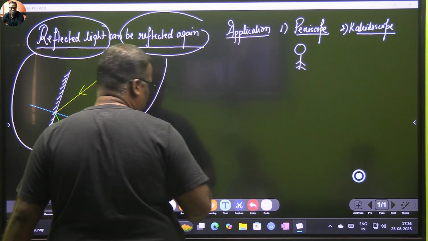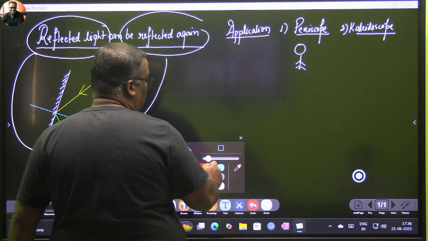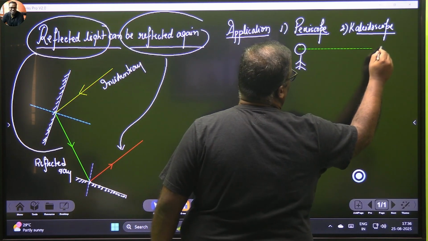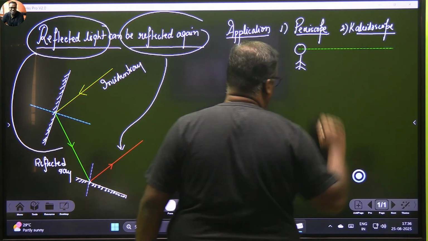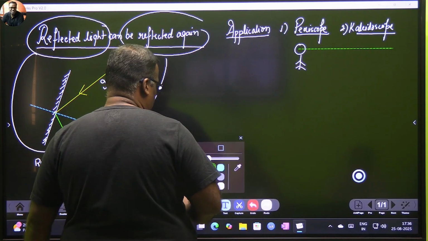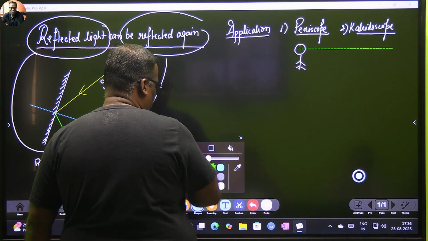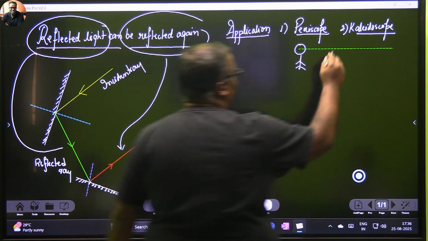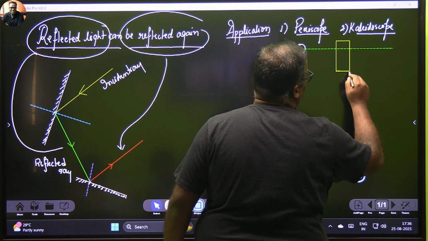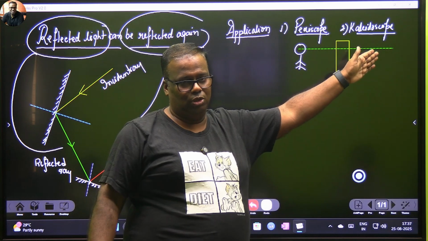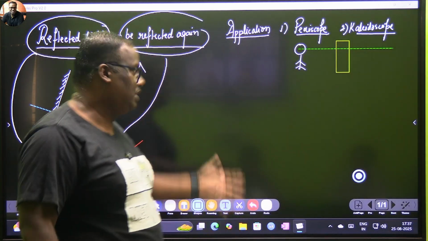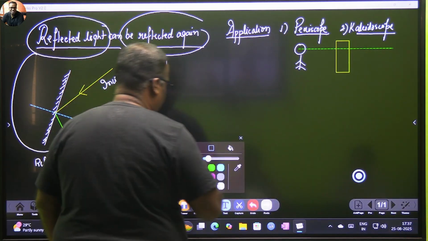The person's line of sight will always be horizontal to the ground. This is his line of sight. Now suppose there is an obstruction out here. Say we create an obstruction, for example, out here. Now we cannot see what is beyond the obstruction. The periscope will help us. So let's see how a periscope's construction happens.